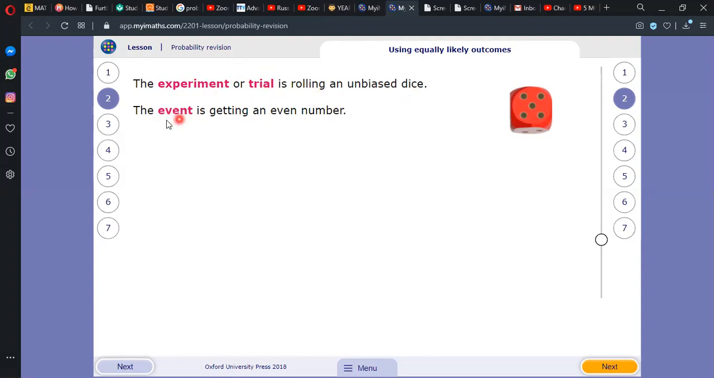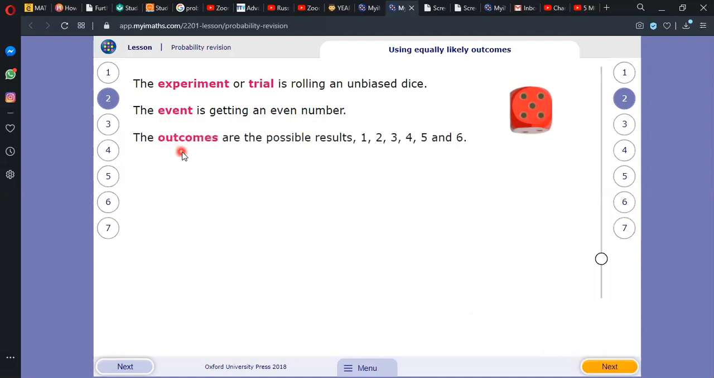When we now talk about event, it is referring to the successful outcomes that you want, the required outcome that they're asking you to get. So what is required of us is to get an even number. The success we want is to get an even number. That is the event. So take note of that, guys.